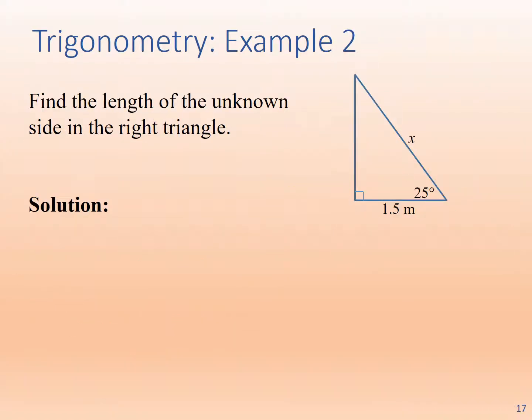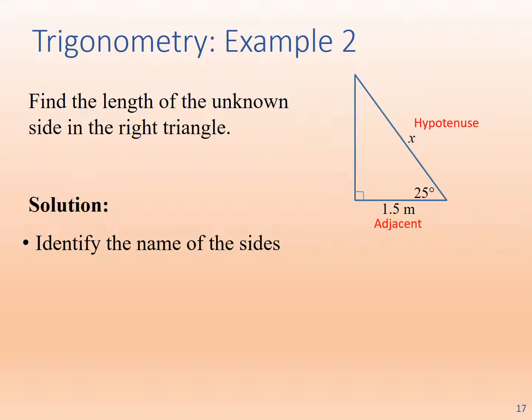Another example where we are trying to find the unknown side length x. This time we'll observe that we have the hypotenuse as the unknown side and the adjacent is the given side. So once again we have to work out what trig function we have to use. And the equation that we need is adjacent equals hypotenuse times the cosine of the angle.